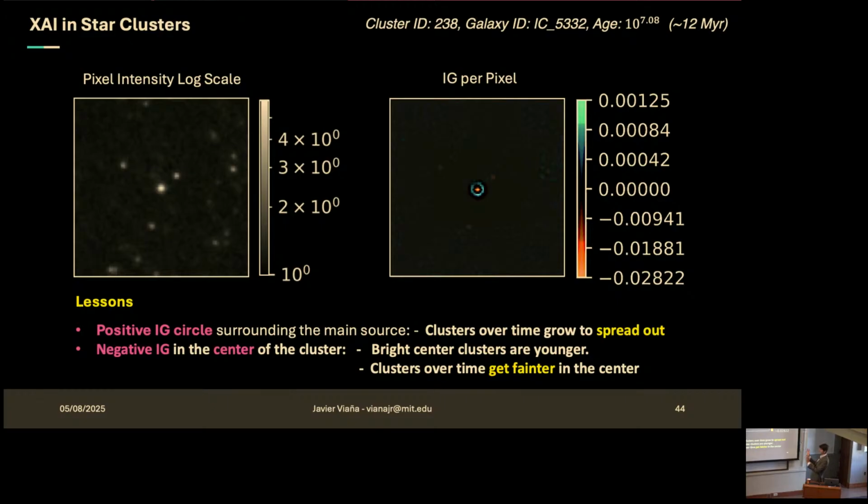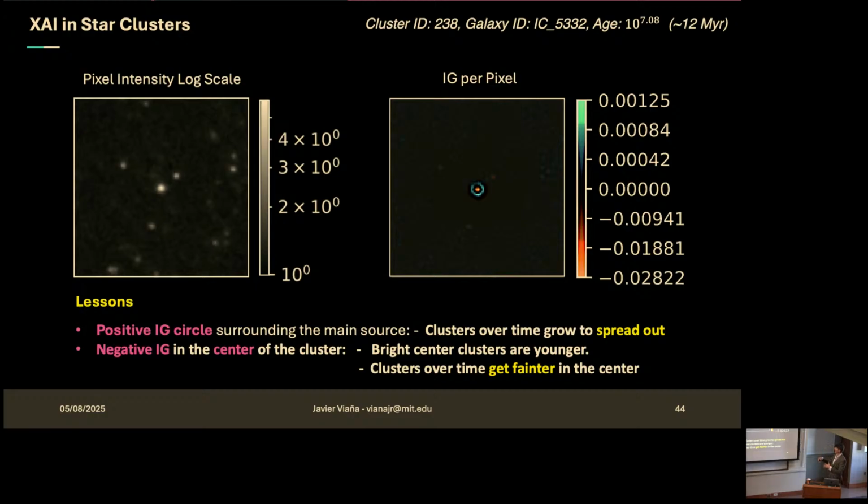So if we look at an image like this on the left, and then we apply the integrated gradients concept, we obtain this pattern. Now, positive and negative values of the integrated gradients, there are two things that we can highlight from here. The first one, there's a halo around the main star cluster, a blue color halo, a positive integrated gradient. That positive integrated gradient circle surrounding the main source tells us that the clusters over time grow to spread out.